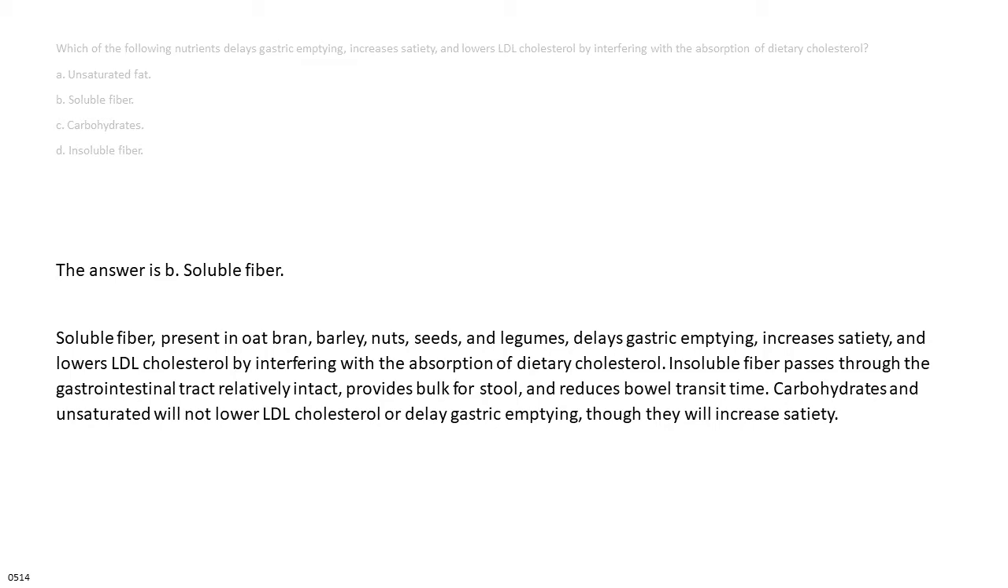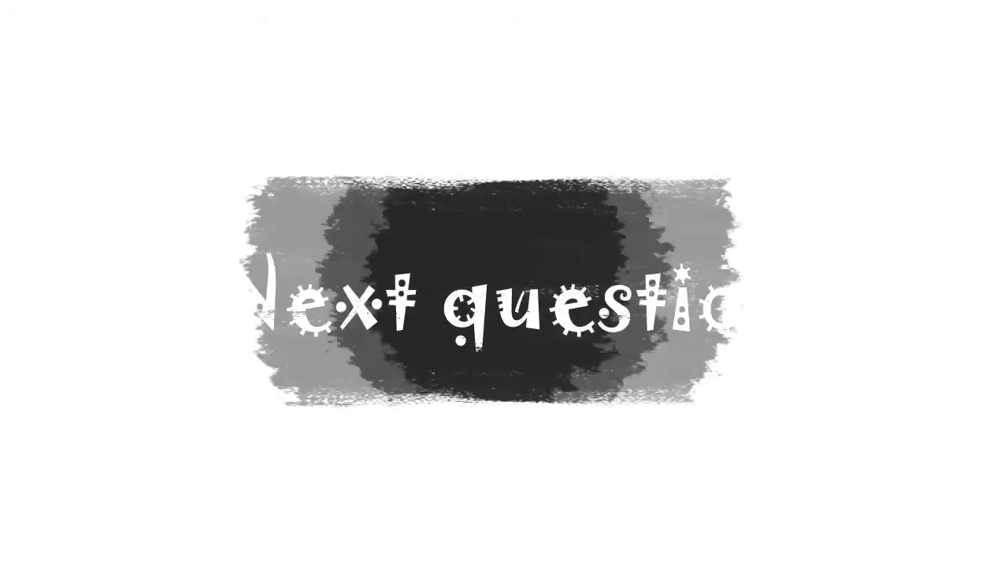Insoluble fiber passes through the gastrointestinal tract relatively intact, provides bulk for stool, and reduces bowel transit time. Carbohydrates and unsaturated fat will not lower LDL cholesterol or delay gastric emptying, though they will increase satiety.